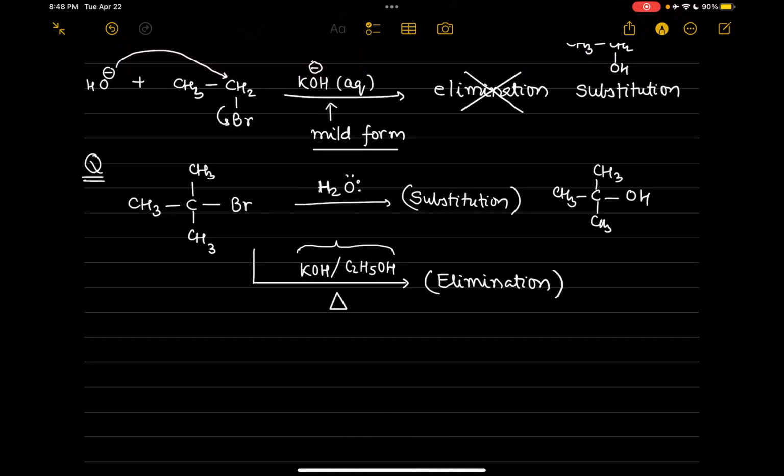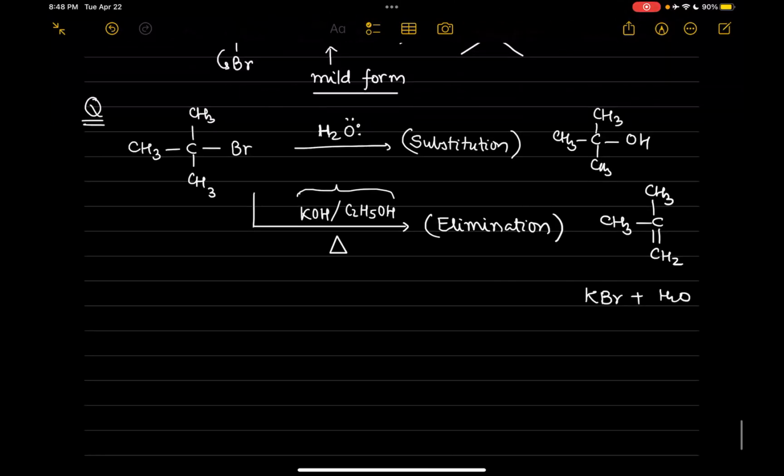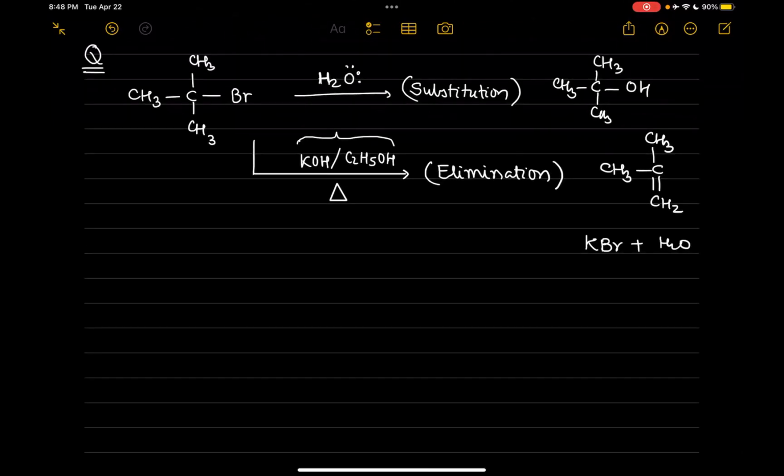Is it clear, Jasleen? Yes. So we are going to end up with a double bond. And if somebody asks what the other products are, KBr and H2O. But normally people are more bothered about the alkene. Is it clear? This is an elimination reaction.